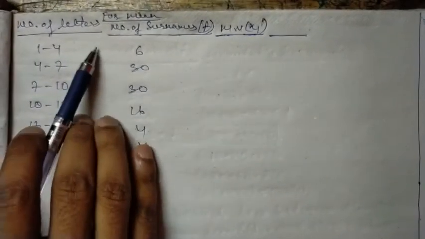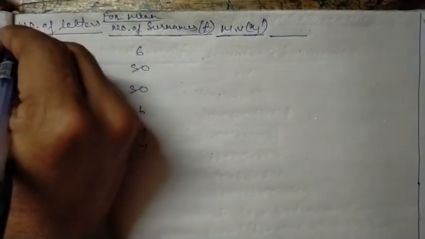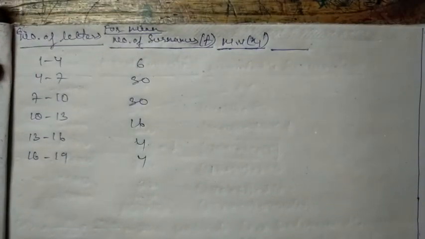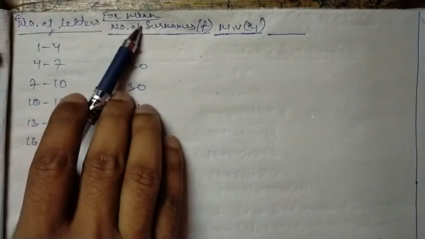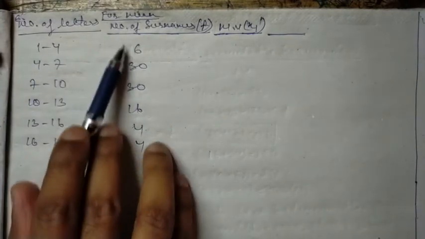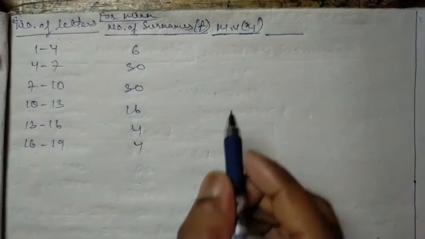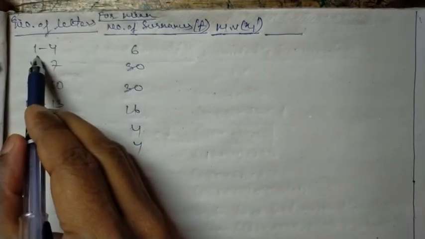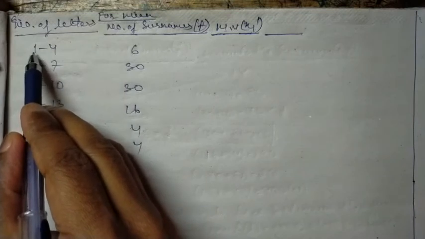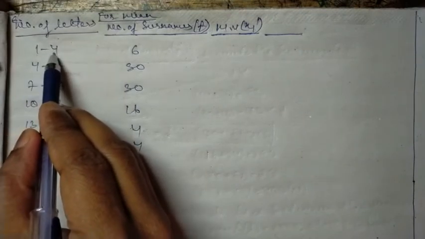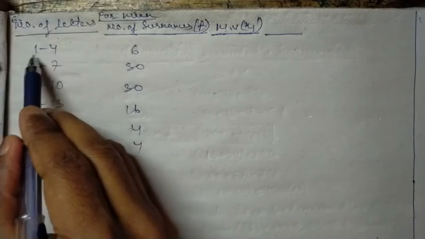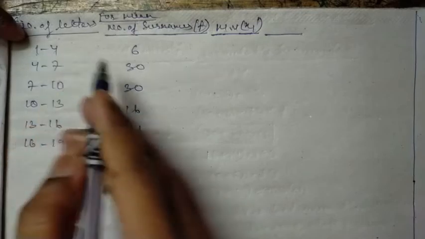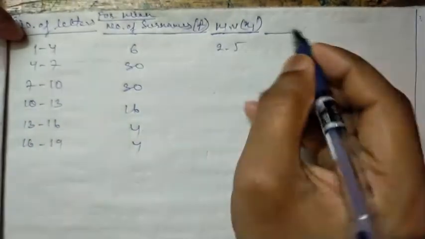Now we are going to find the same question, that is question number 6, for mean. So this is the question, this is our frequency. We have to find out the mid value, that is xi. We know we have to add lower limit plus upper limit divided by 2. 1 plus 4 is 5. If we divide by 2, we'll get 2.5.